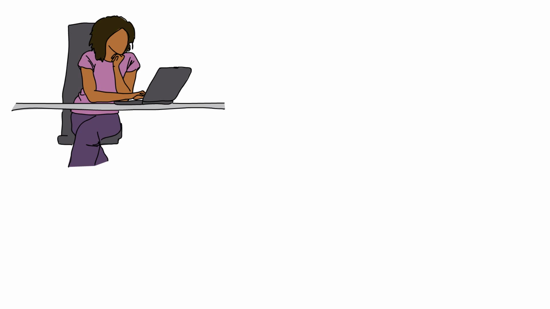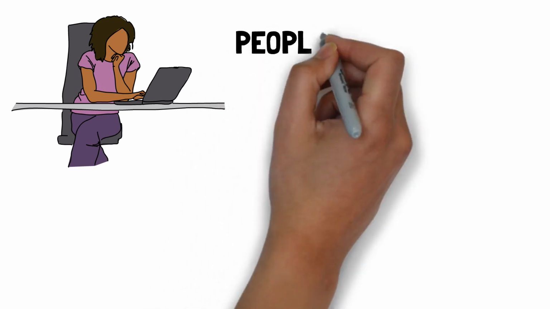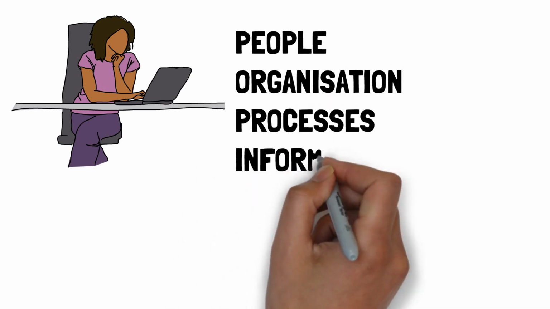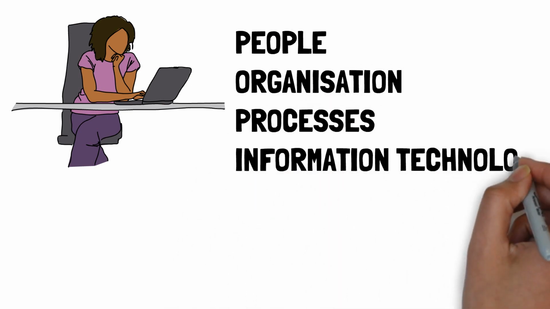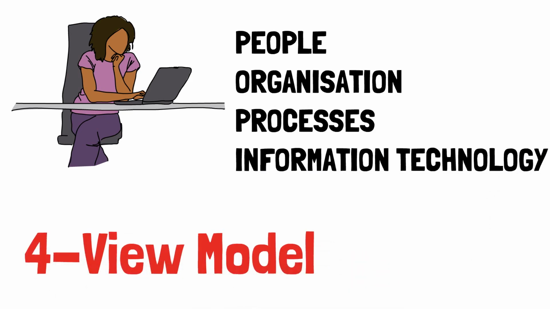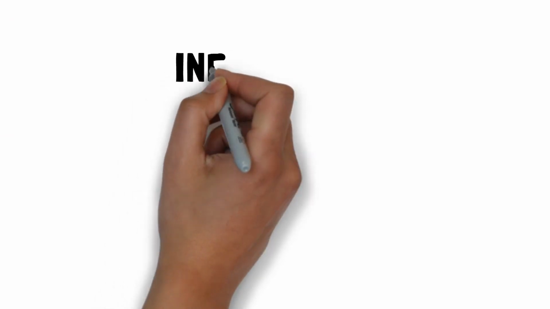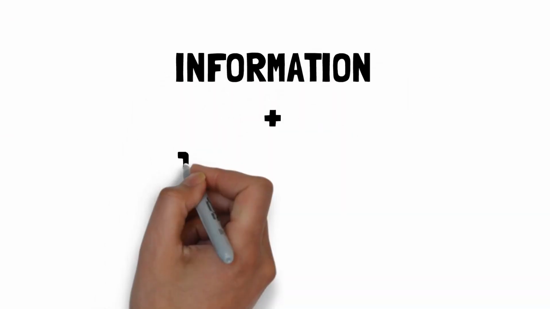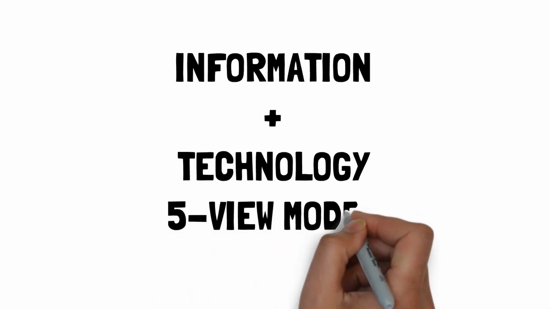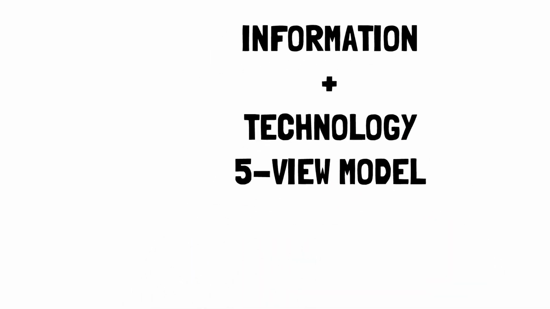The POPIT model is named after 4 domains, which are people, organization, processes, information technology, POPIT. It can also be referred to as the 4-view model. Personally, I prefer to split the information technology into its component parts, information and technology, making it a 5-view model. Let's examine each domain. Firstly, people.